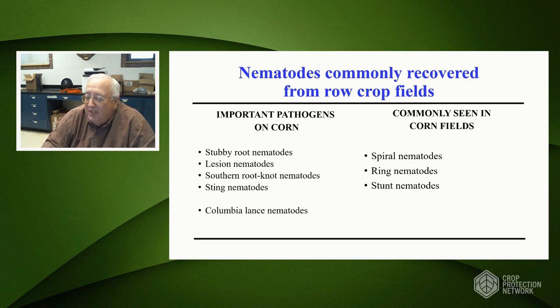It only occurs in very coarse textured sandy soils, 95% sand or greater. One or two sting nematodes in about half a coffee cup, 100 milliliters of soil, can basically severely stunt and almost kill a plant. The bottom one listed there is my favorite, Columbia lance nematode.